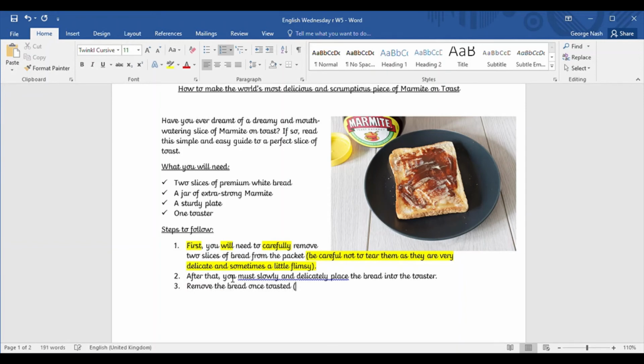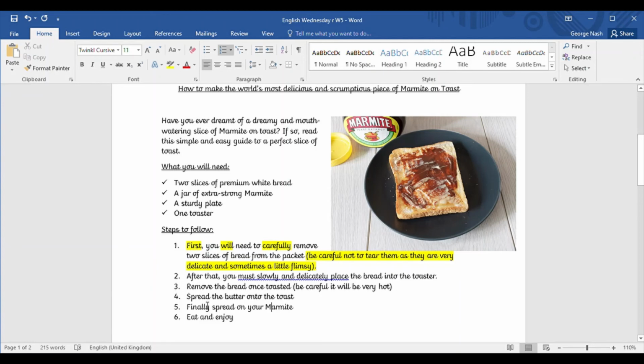Okay, now I'm going to put in brackets here: be careful, it will be very hot. Okay, so it's very important you don't burn your fingers when you make toast, because you can burn your fingers. It can get quite hot when it's in the toaster. Okay, you need to, after that, spread the butter onto the toast, and finally spread on your Marmite and eat and enjoy.